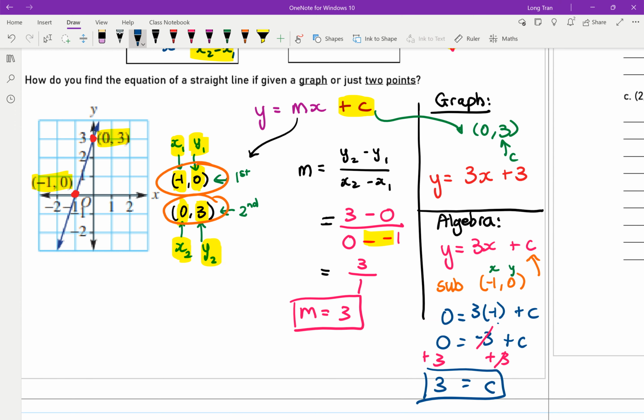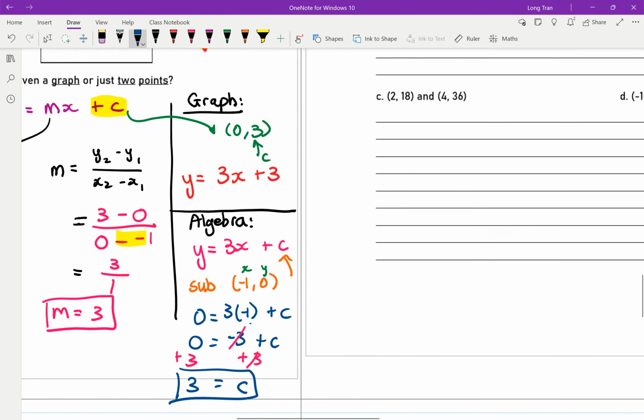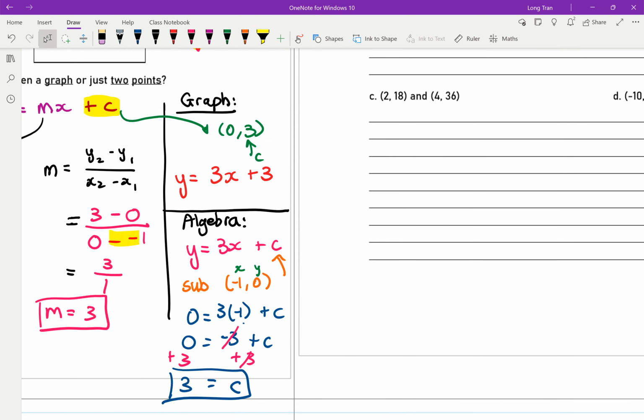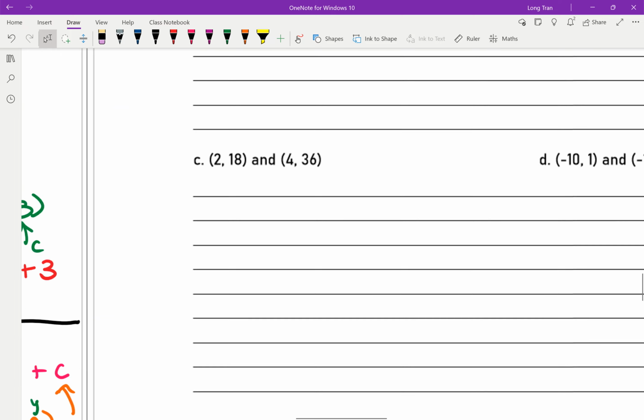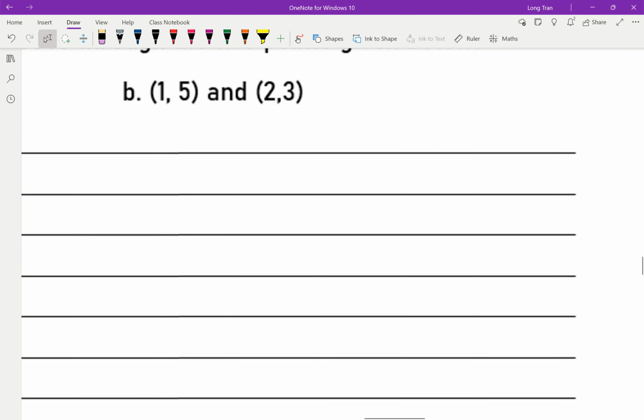That's exactly what I mean. So you should be thinking about them. Now I'm going to do an example where it doesn't have the 0, okay? Here we go. Let's try this one.